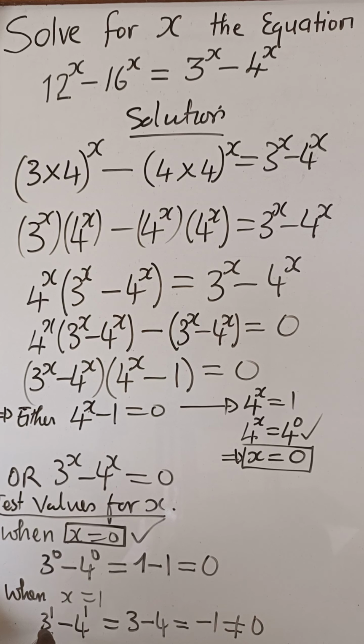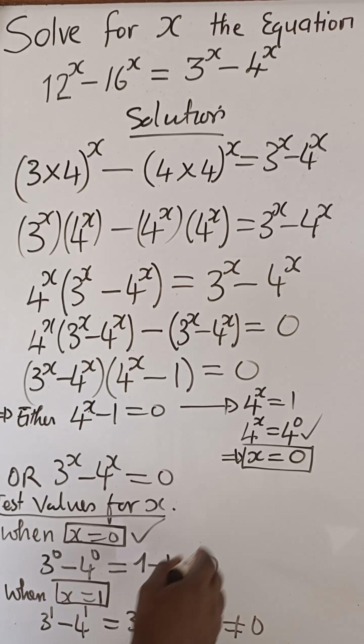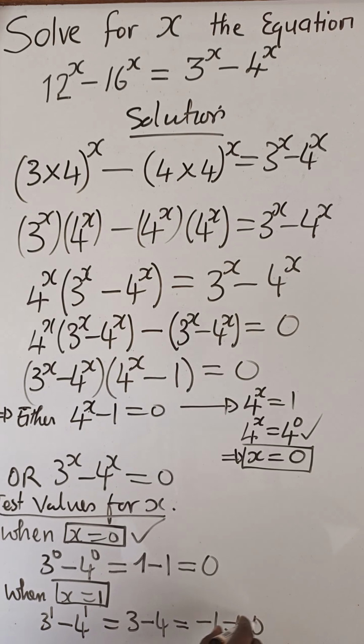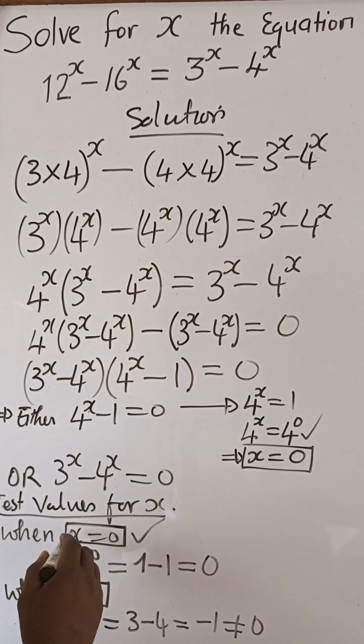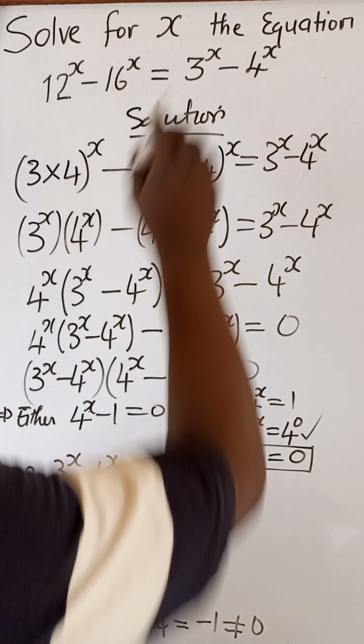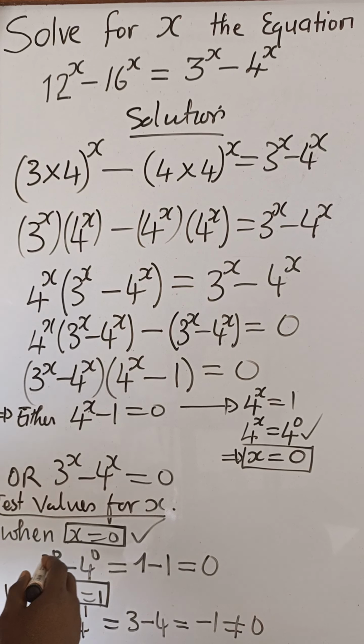And if we look at it carefully, moving from 1 to 2 to 3 and so on, we will never have 0, because 3 to any power will never be the same value as 4 to that same power. So our conclusion is that the only solution to this index equation is x equals 0.